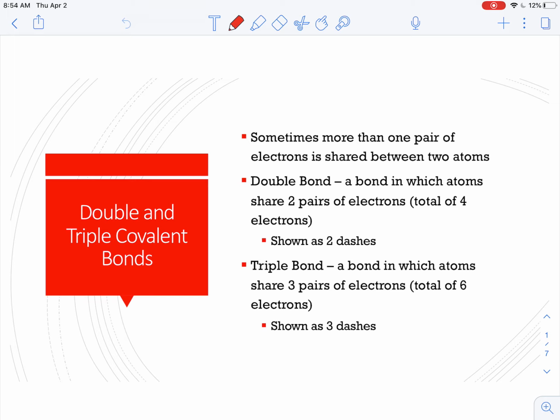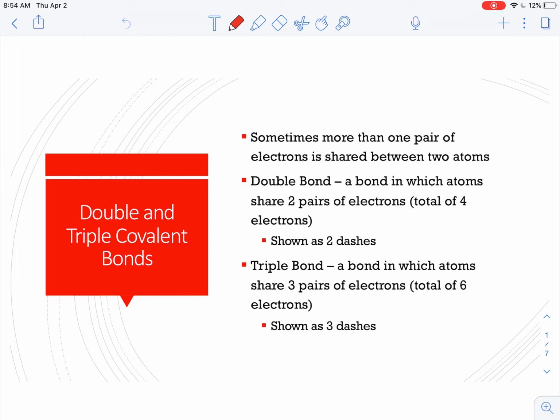All right, class. So today we're going to focus on reviewing a little bit of the material that you've covered the past few days here this week. What we're going to be doing to begin is adding in our understanding of double and triple covalent bonds into our structural formulas.